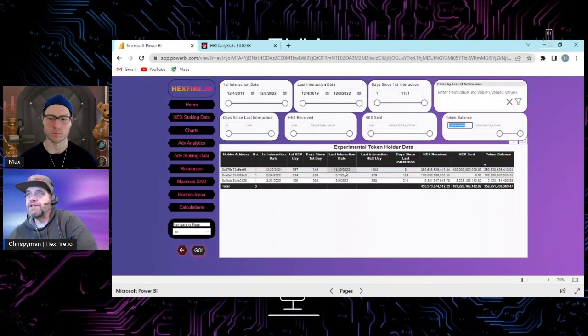And when was the last time they did any type of transaction involving HEX? And that was 2022. So now this kind of goes to your point about trying to do some sort of analysis. Like, what's going on with these wallets? Who are these people? Are these swing traders?